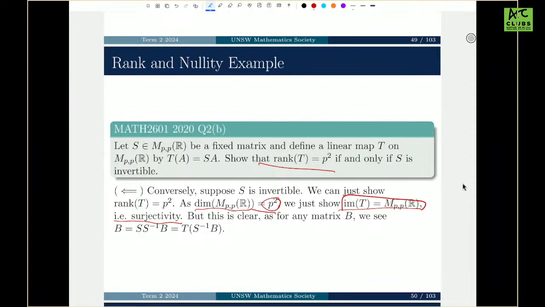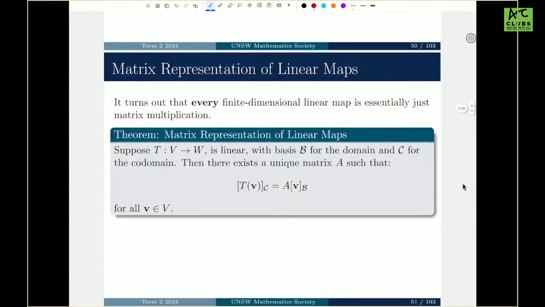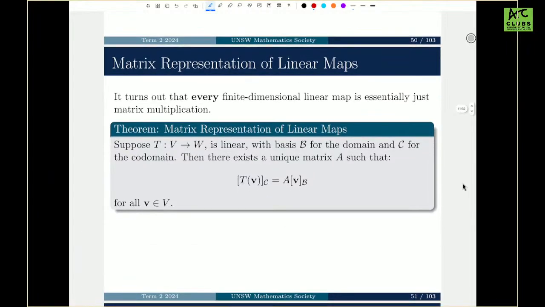But this should be clear, as for any matrix B, we can map to it like so. Say B equals S S inverse B, because again, we're assuming S is invertible for this converse direction. And then we convert this part into this, because S of whatever is just T of that thing. Okay, but then that's surjectivity done. So we proved both ways.